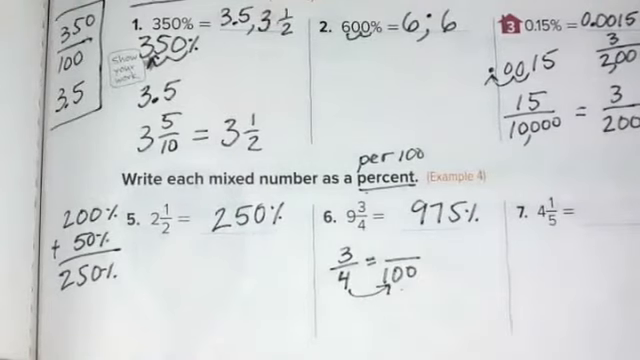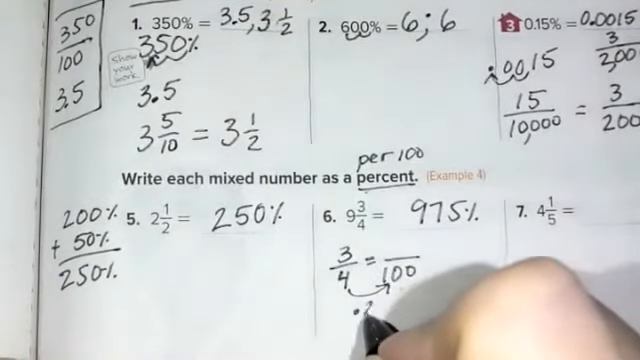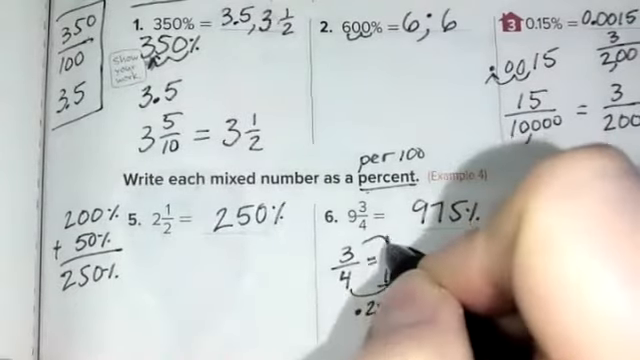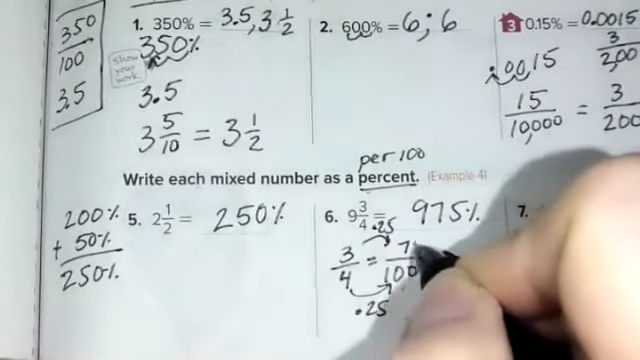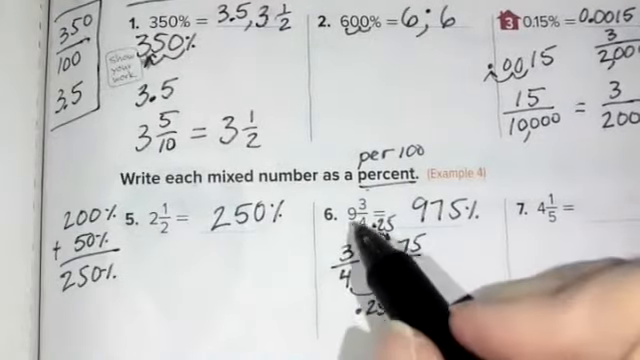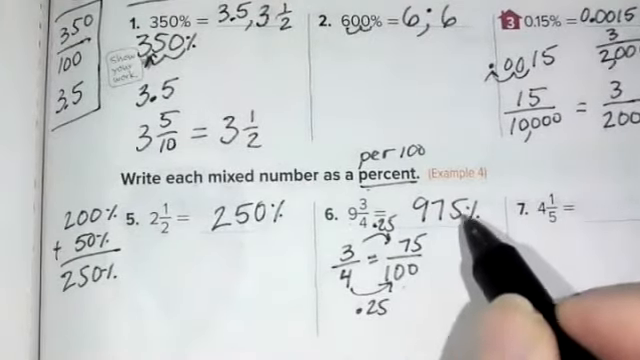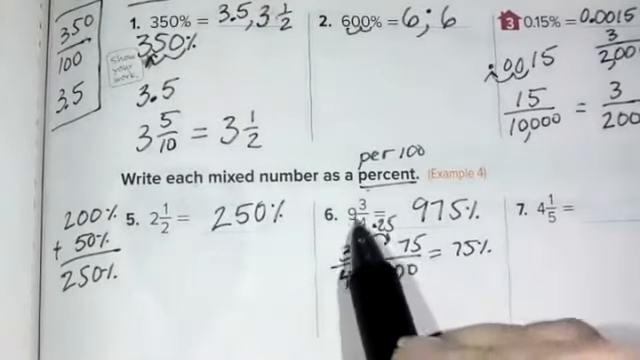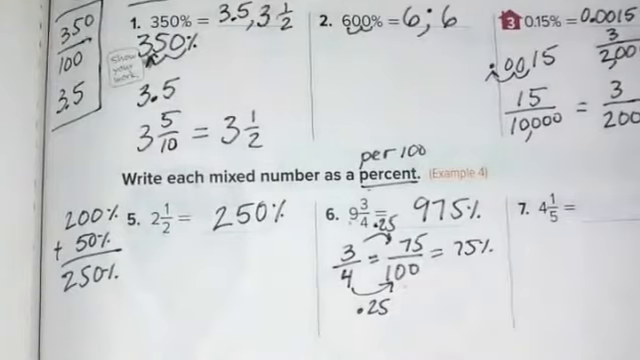So how do I get from 4 to 100 in my denominator? Times 25. So then what do I need to do to my numerator? The same thing, times 25. So it's 75 hundredths. So 900% and 75% is 975%. So this is 75%. That's 900%. So 975% all together.